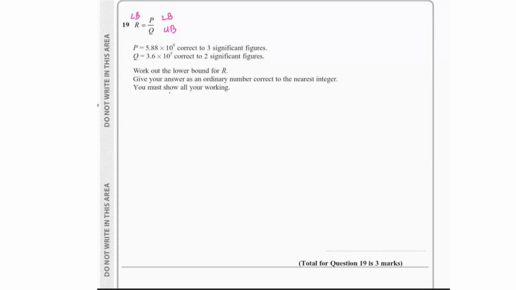In multiplication, let's say you multiply the lower bound with the lower bound and the upper bound with the upper bound to find the upper and lower bounds. But with division and subtraction, the rule is slightly different.